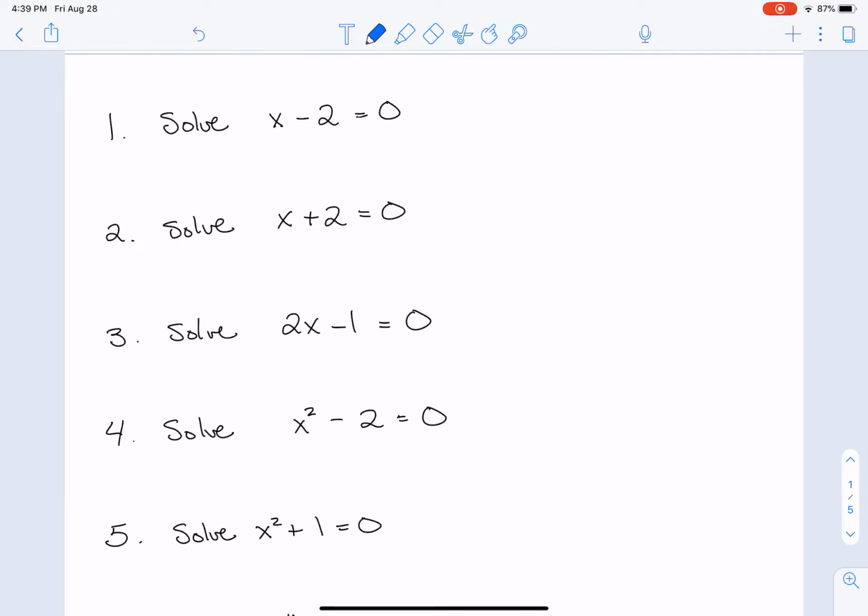So suppose we wanted to solve the equation x minus 2 equals 0. It should be clear that x equals 2, and that's a very simple problem. But I'd now like to solve the problem x plus 2 equals 0. You will probably immediately say that x is equal to negative 2.